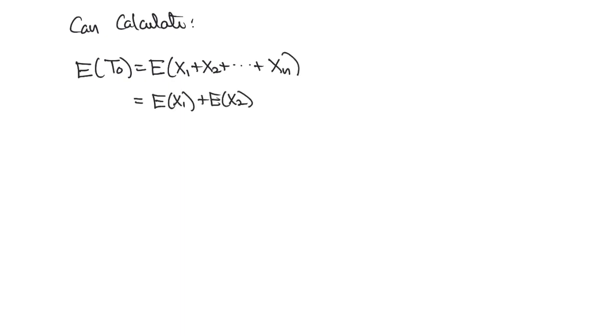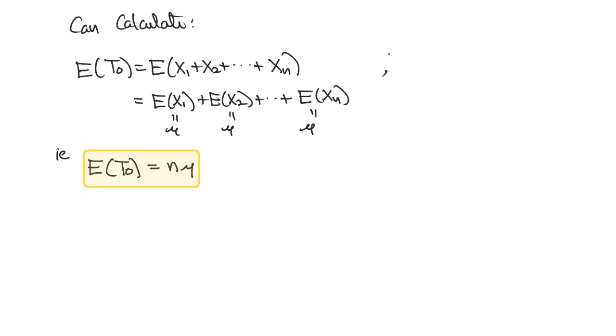We next calculate the expected value of the sample total, which is going to be the expected value of x1 plus x2 all the way up to xn. This is going to simplify to the sum of the expected values of the xi's, and noting that all of these xi's have the same mean, we get that the expected value of the sample total equals n times mu.